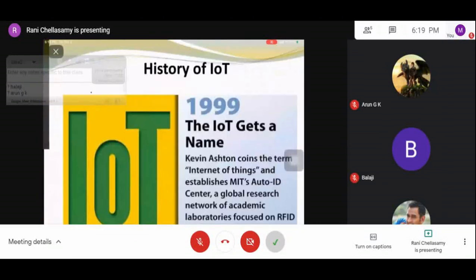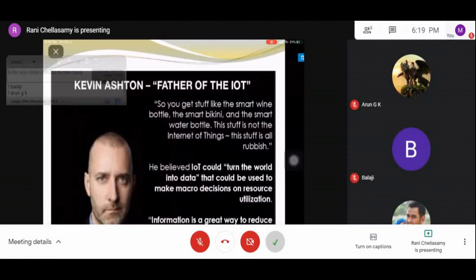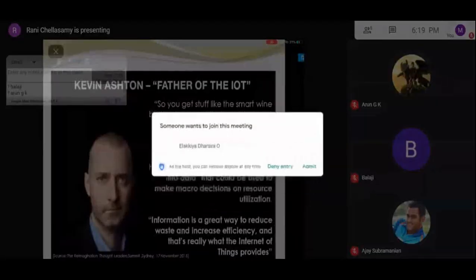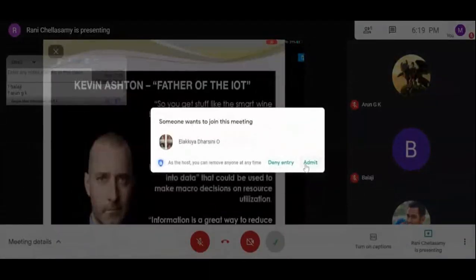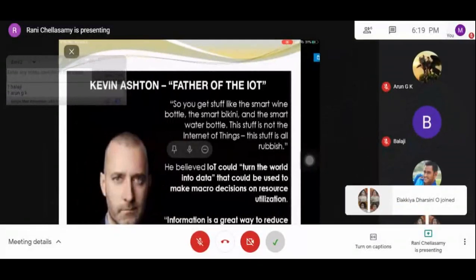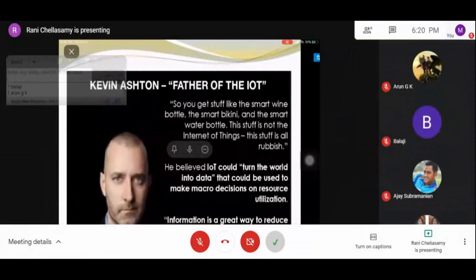As we have seen, Kevin Ashton coined the term Internet of Things in 1999 and established MIT's Auto-ID Center, a global research network of academic laboratories. That research focused on RFID and the IoT. You might have come across the term RFID. We call Kevin Ashton the father of the Internet of Things. He believed that the IoT cloud would turn the world into data that can be used to make many decisions on resource utilization. Information is a great way to reduce waste and increase efficiency, and that's really what the Internet of Things provides.